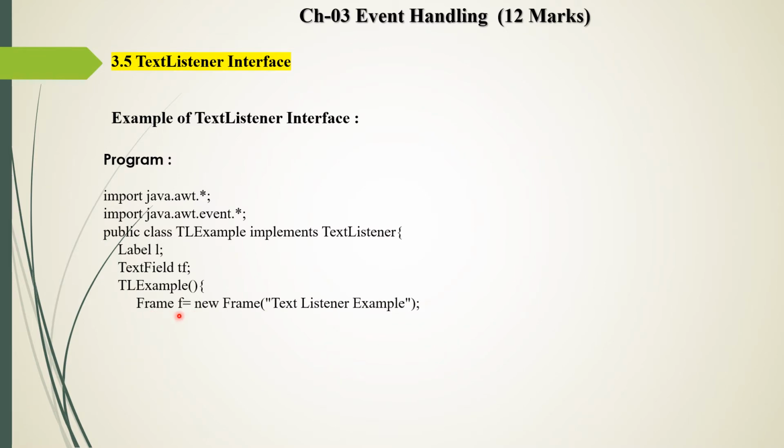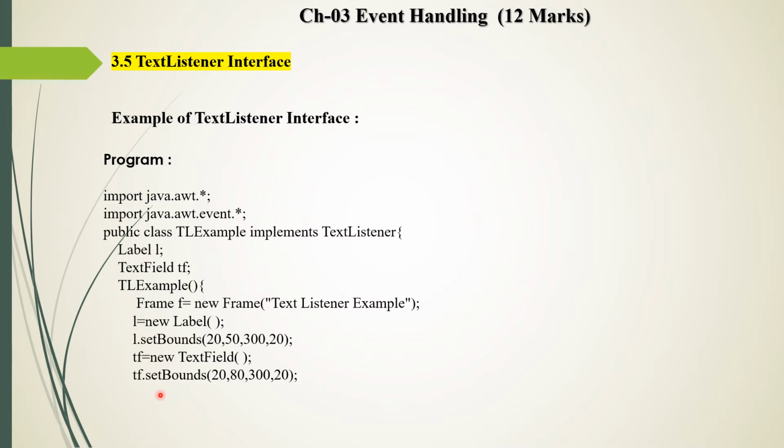Next we define one object of Frame, F, and the title of the frame is TextListener Example. Next we initialize the label. We have already declared label L, so L is equal to new Label. We can write the code in a single line also. Then we set the position of the label by the setBounds method. Next we initialize the text field, initially blank, and we set the position of the text field by setBounds.